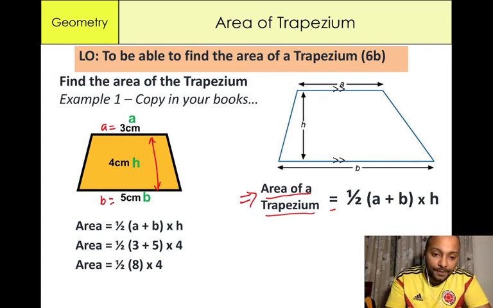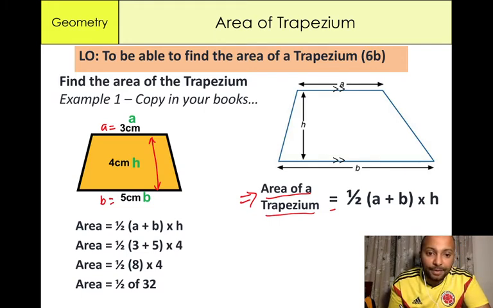8 times half is 4. So 4 times 4 is 16. Or you can do it another way. You can do 3 plus 5, which is 8, times 4, which is 32. Half of 32 is 16 centimeters squared.